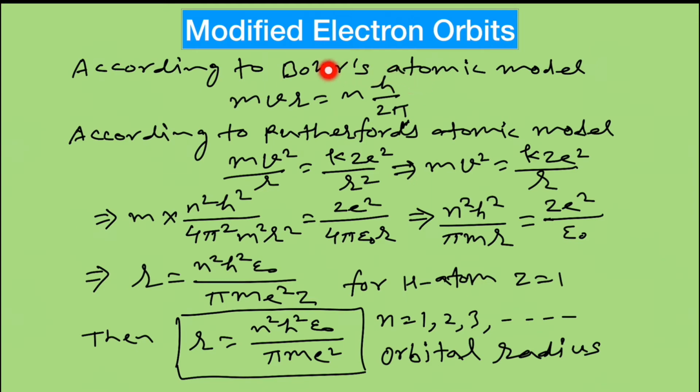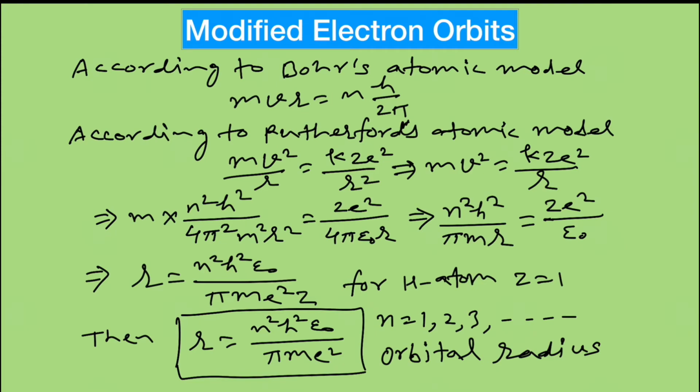mvr is equal to nh upon 2 pi. This is according to Bohr's atomic model. Here mvr is angular momentum. According to Rutherford's atomic model, the centripetal force mv square upon r is equal to the electrostatic force. If we simplify this, the power of r is cancelled. So, we get mv square is equal to kZe square upon r.